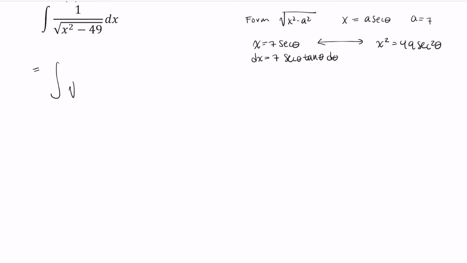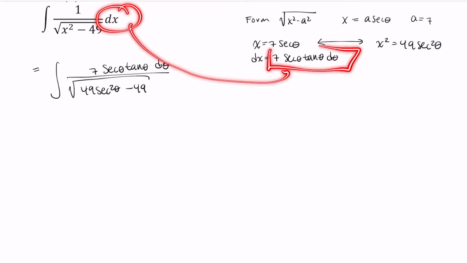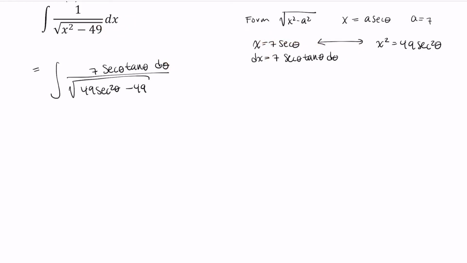This becomes, and I'll write the denominator first. I'm replacing x squared here with 49 secant squared theta. So that denominator is 49 secant squared theta minus 49. And then in my numerator, I should have 7 secant theta tangent theta d theta, since I had to replace this dx with this entire quantity. Okay, so this is 7 times the integral of secant theta tangent theta divided by the square root of 49 times secant squared theta minus 1.